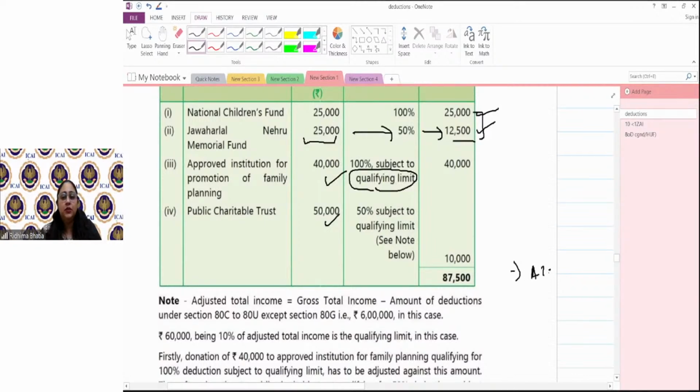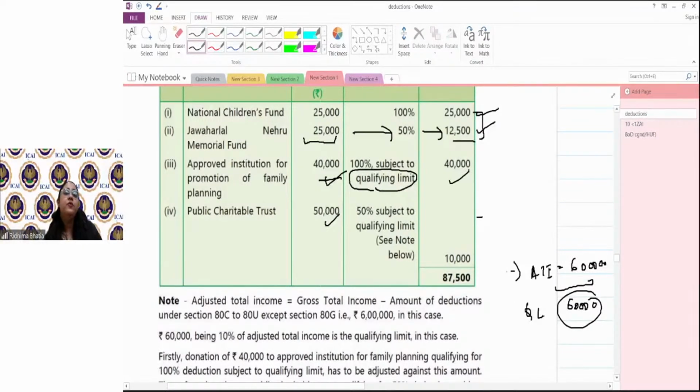Adjusted total income is 6 lakhs. Qualifying limit would be 60,000. कोई डाउट? यहाँ पे क्वालिफाइंग लिमिट 60,000 था. अब इस 60,000 से I have to claim 100% of the first part, which is 40,000. So 40,000 can be fully claimed. Yes, 40,000 can be fully claimed.